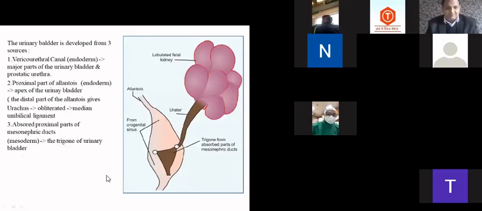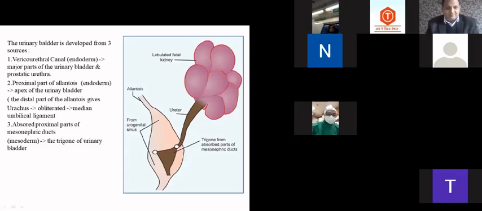So the urinary bladder, now we see the development. The urinary bladder is developed from three sources: the vesical part, that is the vesico-urethral canal, endoderm, major part of the urinary bladder and prostatic urethra; the proximal part of the allantois, which is forming the apex of the urinary bladder, while the distal part gives the urachus or obliterated median umbilical ligament; and the absorbed proximal parts of the mesonephric ducts, which will form the trigone of the urinary bladder. So this is the trigone of the urinary bladder, which is formed by the absorbed parts of the mesonephric ducts.